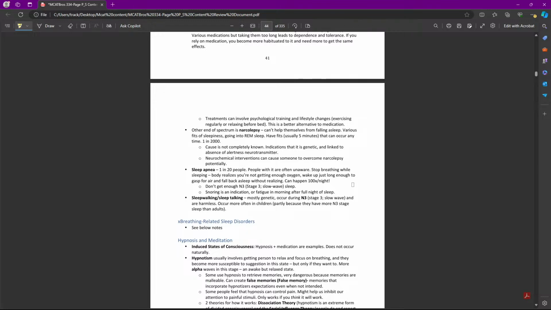Sleepwalking and sleep talking are mostly genetic, occur during the N3 stage, and are harmless. They occur most often in children because they have more N3 stage than adults. Breathing-related sleep disorders: see below notes.